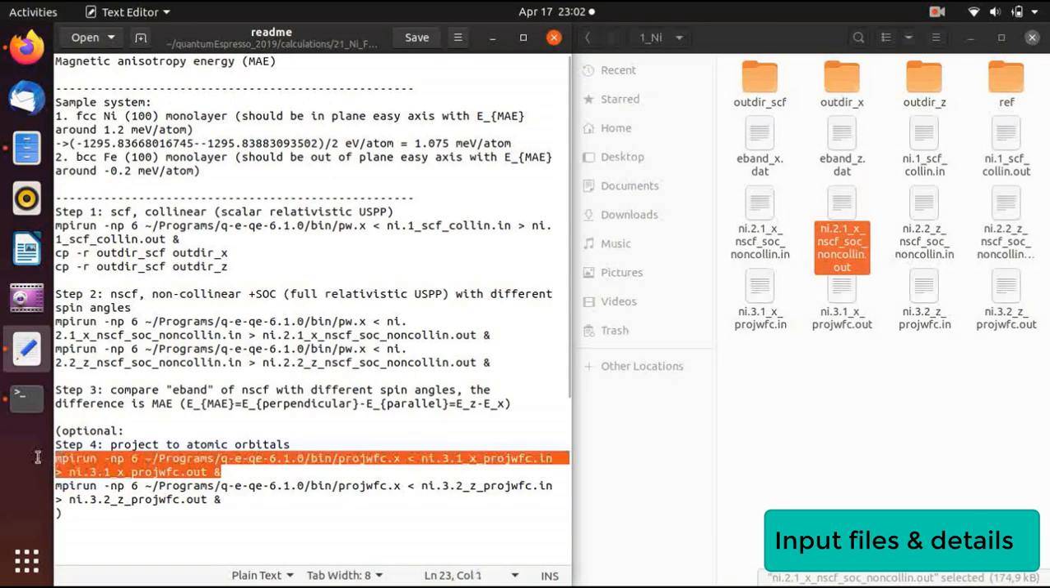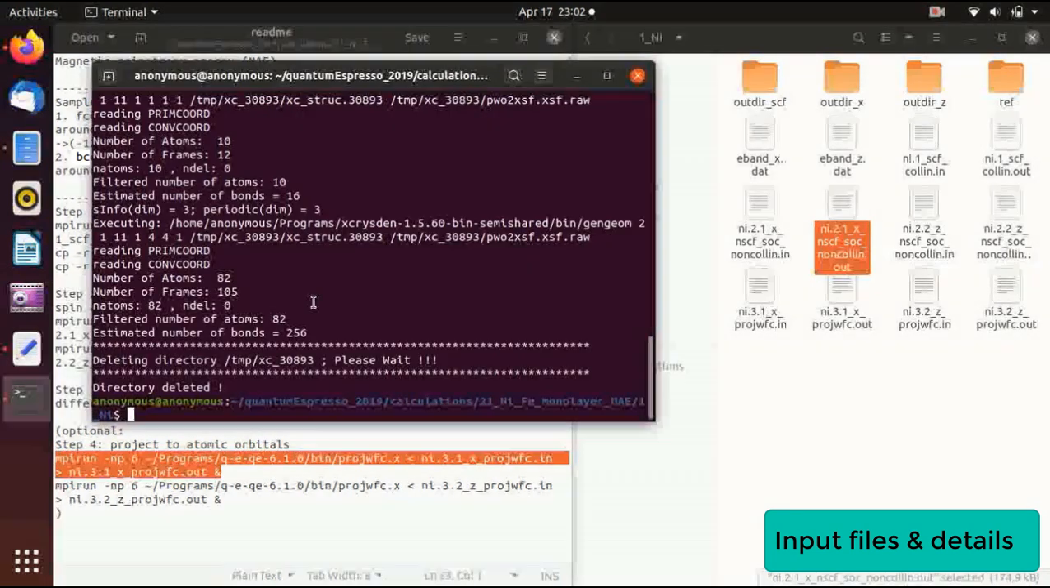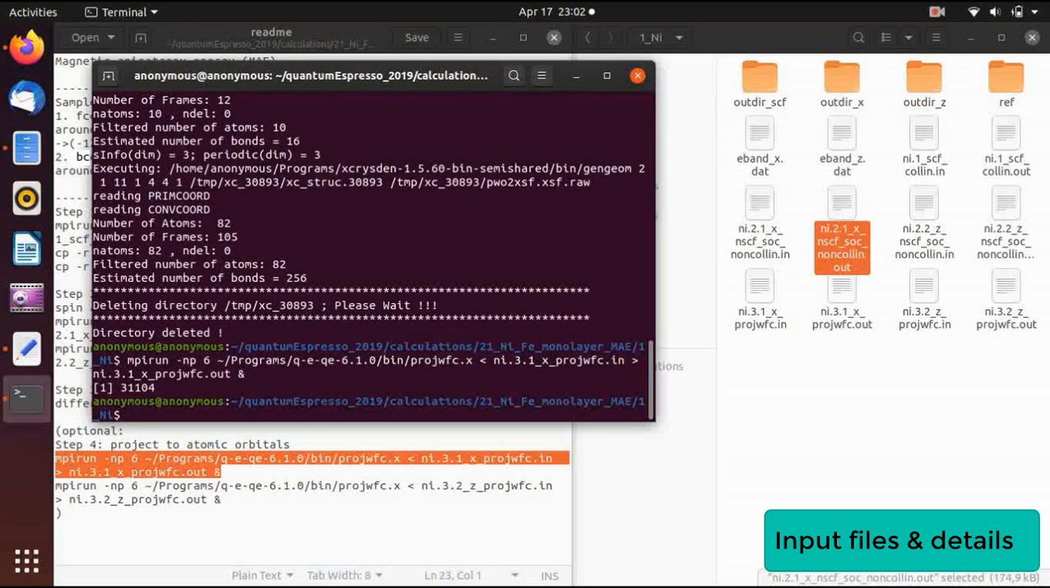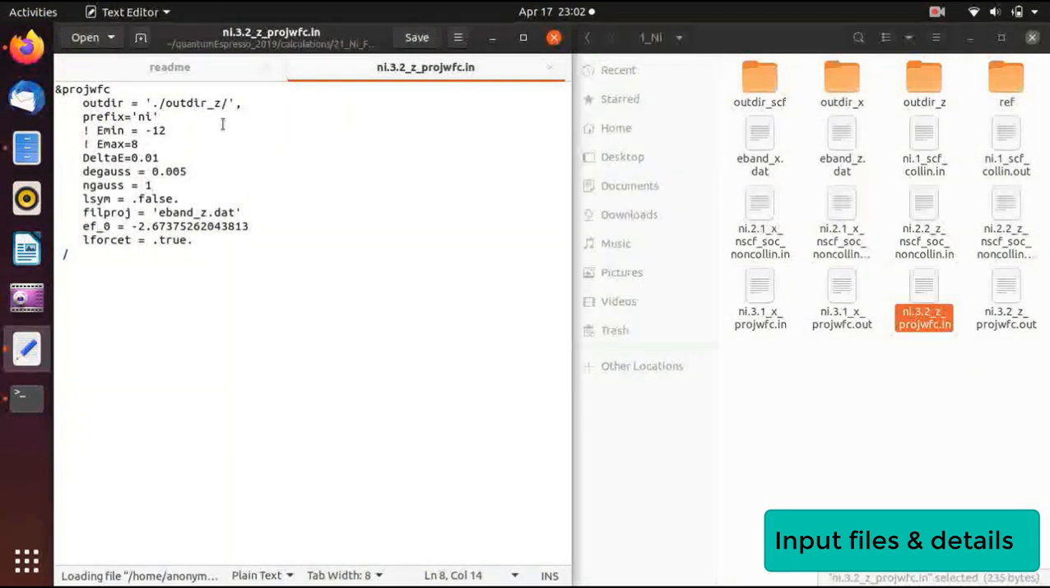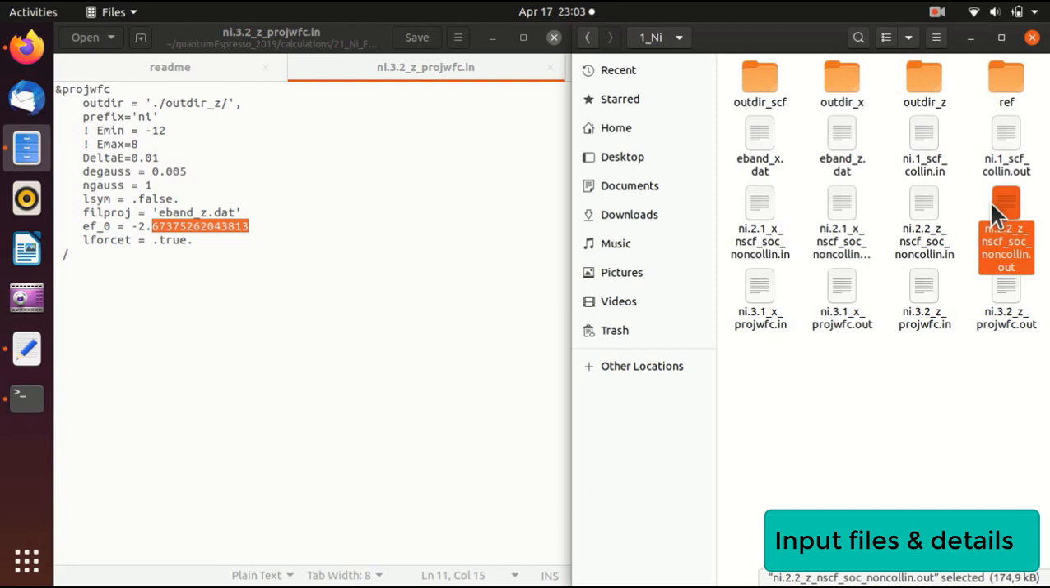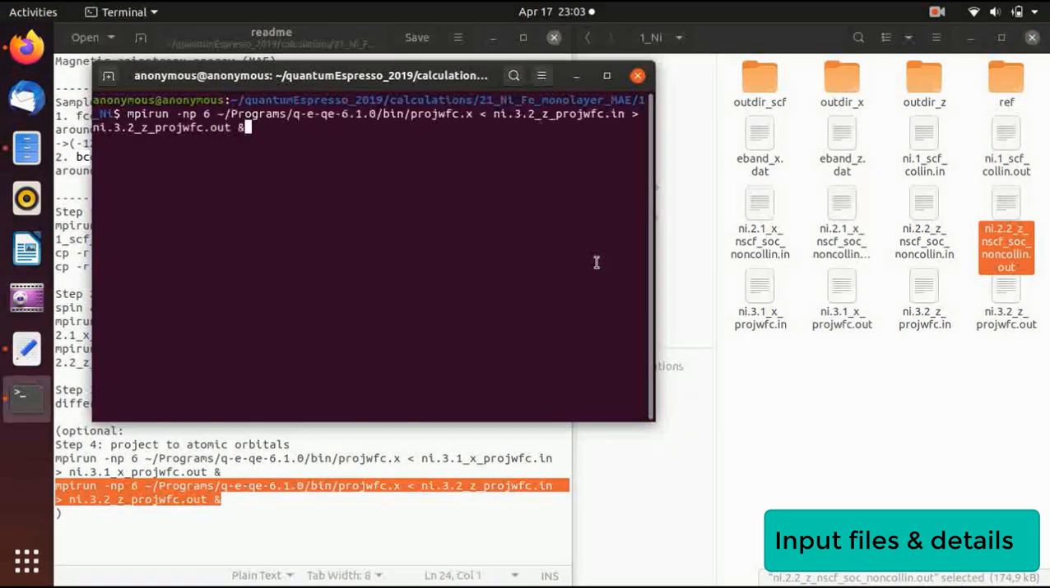And to run the calculation is actually very simple. Just use this line of code here. It should be fairly fast. And then also for the case where the spin points to the Z direction, we need to specify the output directory for the Z direction. And everything else is similar. We change a different name for the output, and we found the Fermi energy from the output file of the Z direction calculation. And this should also be quite fast.